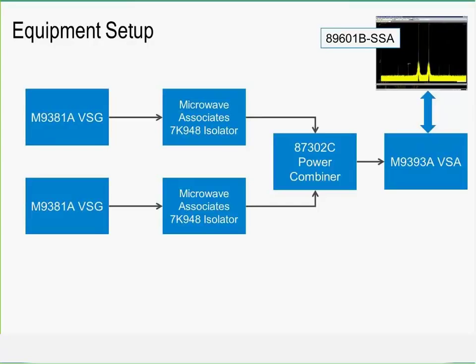So basically what we have are two M9381A vector signal generators, each going through an isolator and then into a power combiner, and then the output of the power combiner is going into the M9393A vector signal analyzer. And the vector signal analyzer is being controlled and the data being displayed by the 89601B-SSA, SSA meaning Stepped Spectrum Analysis.